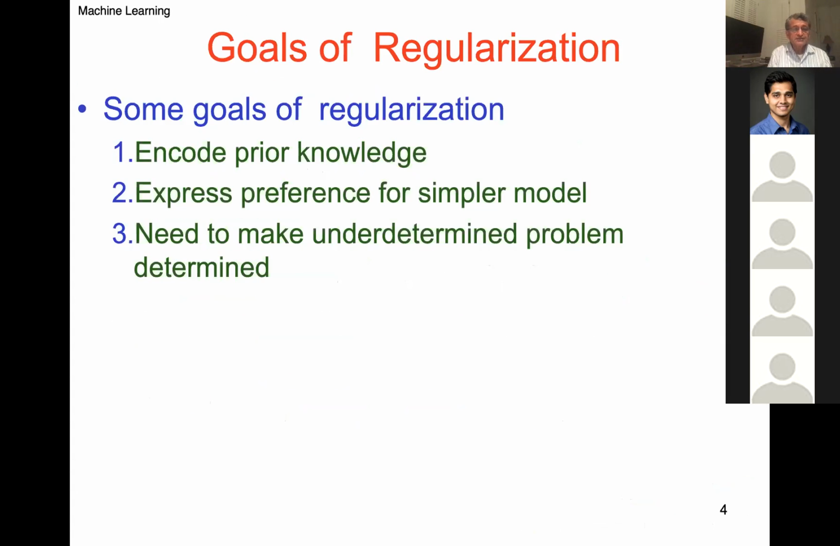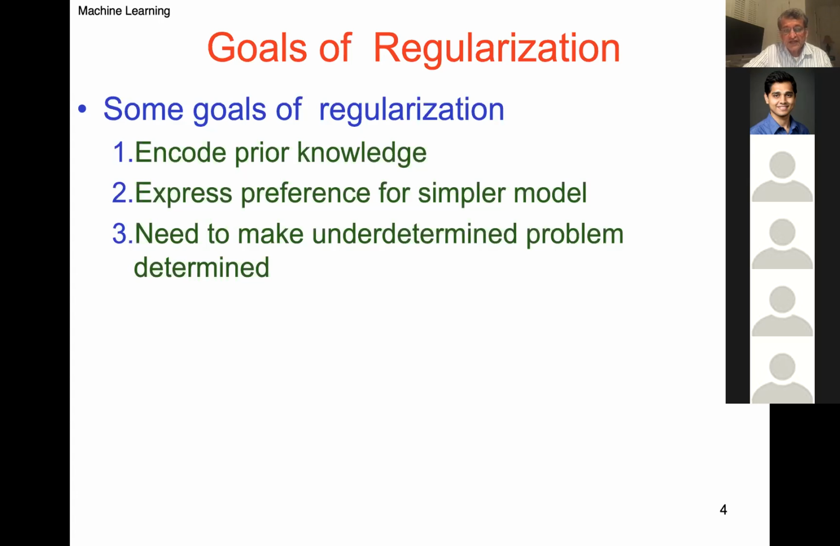So the goals of regularization are to encode prior knowledge, express preference for a simpler model, and make an underdetermined problem determined. These are all goals for when you have many degrees of freedom, many parameters, and may not have enough data, and you need to fit a solution to it, which is the problem of an underdetermined problem. Make it determined, and express preference for a simpler model.